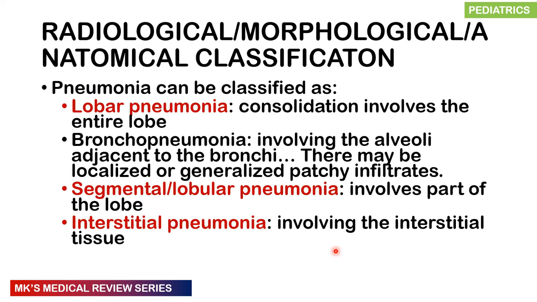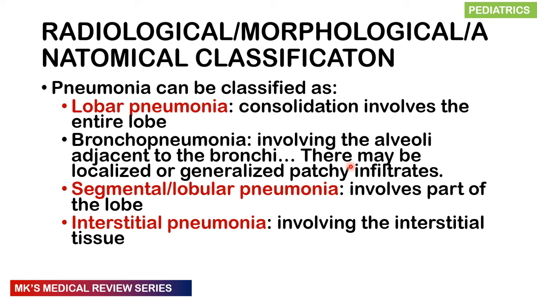You may also classify it according to the radiological, morphological, anatomical classification, depending on which part is being affected. The two most important variants are lobar and bronchopneumonia. In lobar pneumonia, there is consolidation involving the entire lobe, so the entire lobe on the X-ray appears white. Whilst bronchopneumonia affects the alveoli just adjacent to the bronchi, and there may be some localized or sometimes generalized patchy infiltrates.